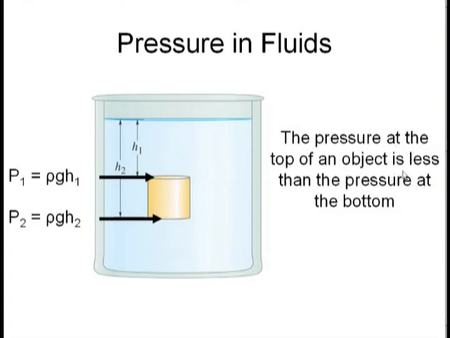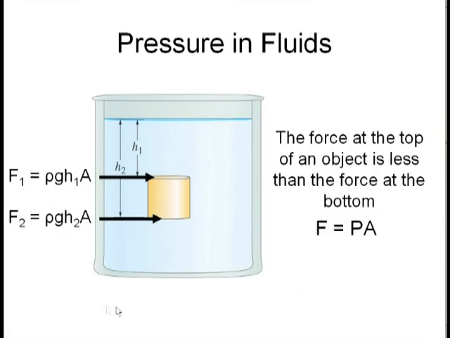Pressure at the top of an object is less than the pressure at the bottom of the object. We calculate both of these pressures because this height is bigger than this height. It's going to have a bigger pressure down at the bottom. I know force is pressure times area, so the force is also less at the top and more at the bottom.